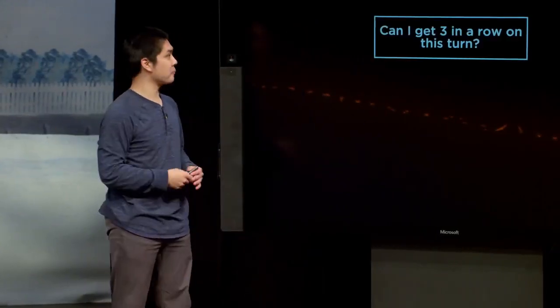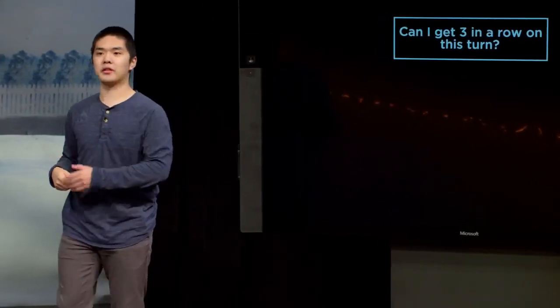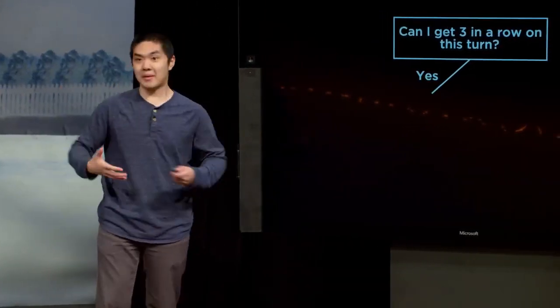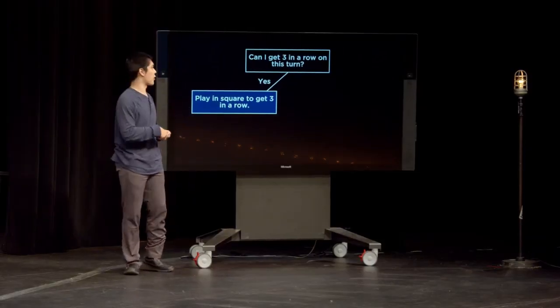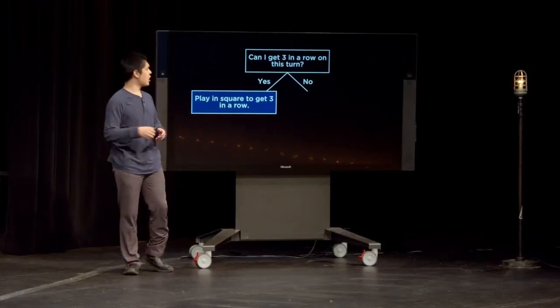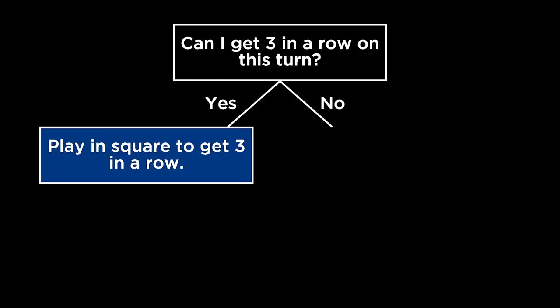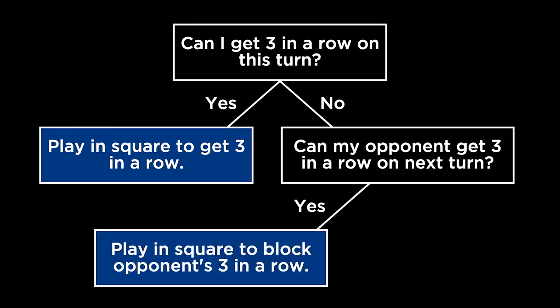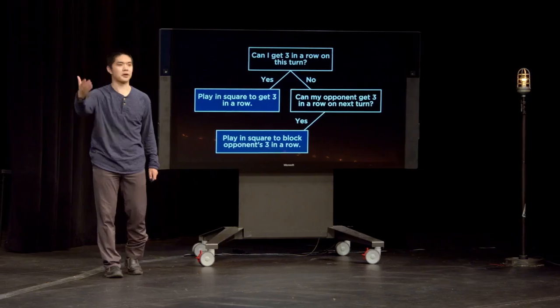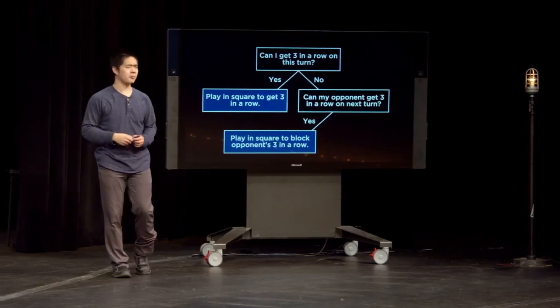I might start by asking, can I get 3 in a row on this turn? And if the answer is yes, well, then my action is pretty straightforward. I should play in the square that will get me to 3 in a row. If the answer to the question is no, well, then I might ask Santiago's question. I might ask, can my opponent get 3 in a row on their next turn? And if the answer to that is yes, well, then we better play in the square to block them from getting 3 in a row. Otherwise, they're going to win the game if we don't block them now.